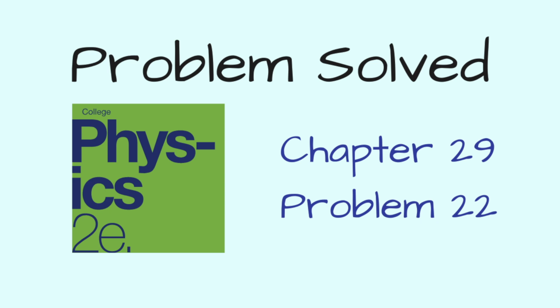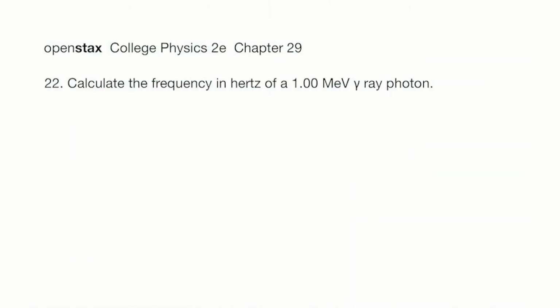Welcome. In this video, we are going to take a look at problem 22 from chapter 29 of College Physics 2E by OpenStax. In this problem, we need to calculate the frequency in hertz, and we have the energy of a gamma ray photon. So let's make our list of what we know. We know the energy is 1.00 mega electron volts, and we need the frequency.